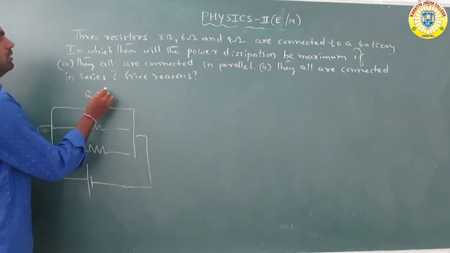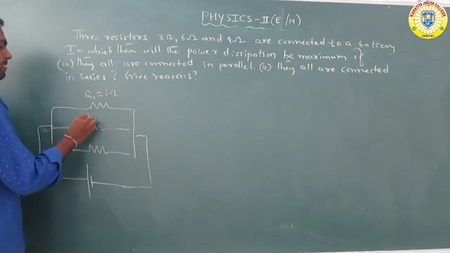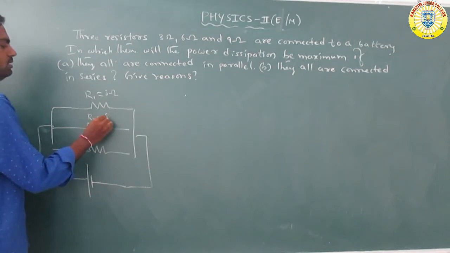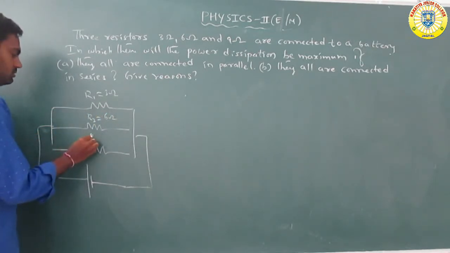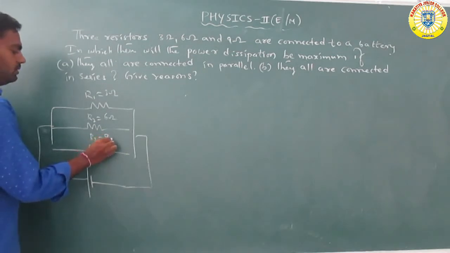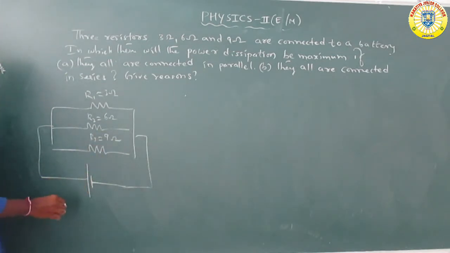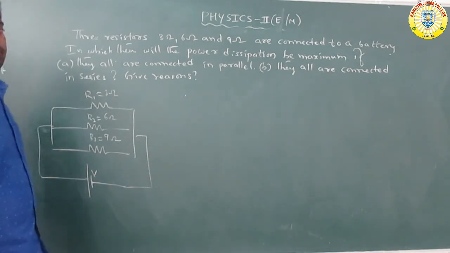R1 is equal to 3 ohms, R2 is equal to 6 ohms, R3 is equal to 9 ohms. So the battery is connected. Okay, so the power dissipation should be maximum.